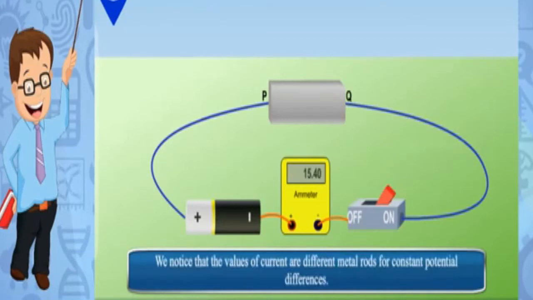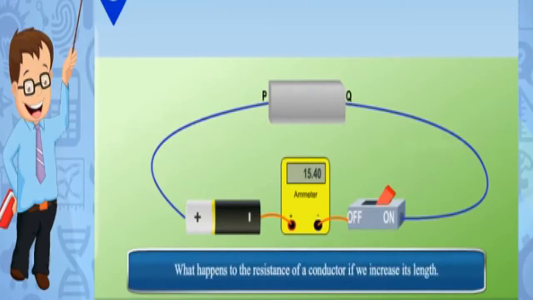We notice that the values of current are different for different metal rods at constant potential difference. Hence, we conclude that the resistance of a conductor depends on the material of the conductor. What happens to the resistance of a conductor if we increase its length? Length of the conductors and resistance.